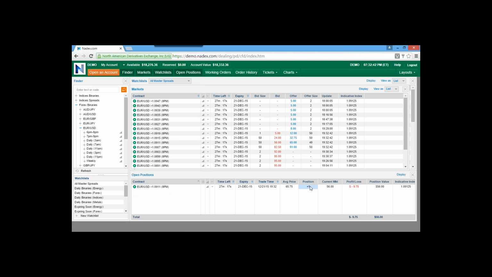See, +1 means I bought it. If I'd sold, it would say -1. So I bought it. Well, what contract did I buy? This one right here, the 10911, this one here. So I bought it. What can I sell it for right now? I can sell it for 56 right now, okay?